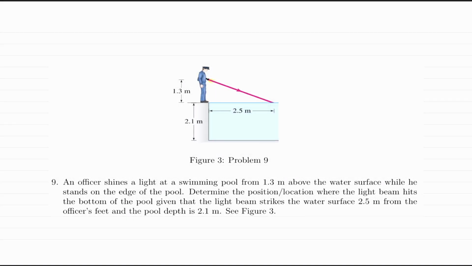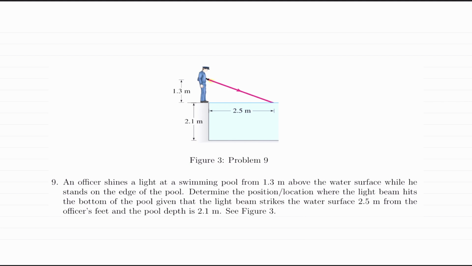Hey, this is a problem I thought I'd share with you guys. It's actually a very cool problem, simple, but it can be elusive sometimes. So here we have an officer who shines a light at a swimming pool which is 1.3 meters above the water surface. He's standing on the edge of the pool, and we're asked to determine the position or the location where the light beam hits the bottom of the pool.